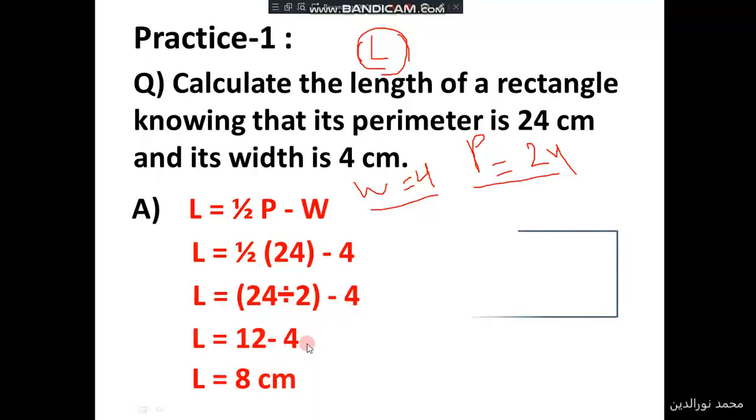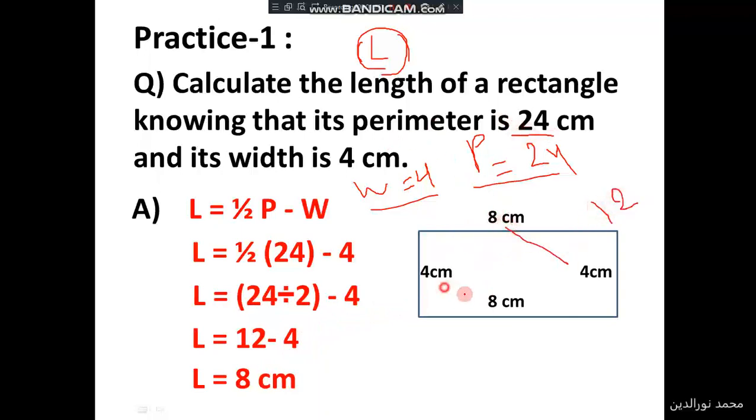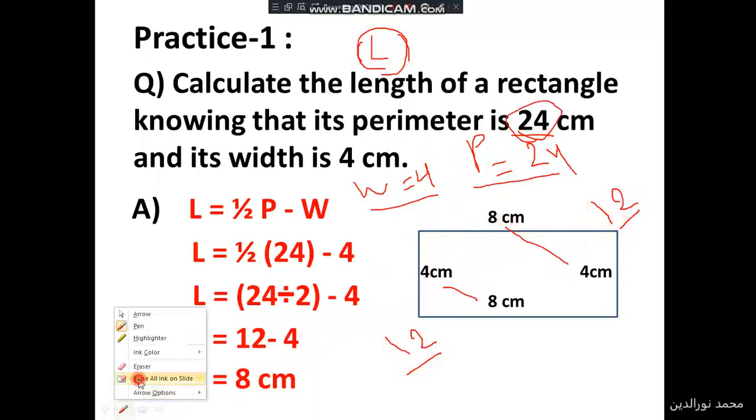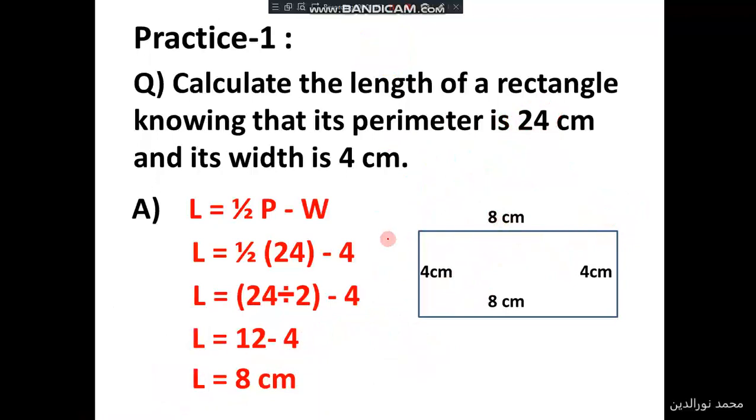To check, we draw the rectangle: with length 8 centimeters and width 4 centimeters, the perimeter should be 24. 8 plus 4 is 12, and 8 plus 4 is 12. 12 plus 12 is 24, so that's correct. So the side is 8 centimeters.